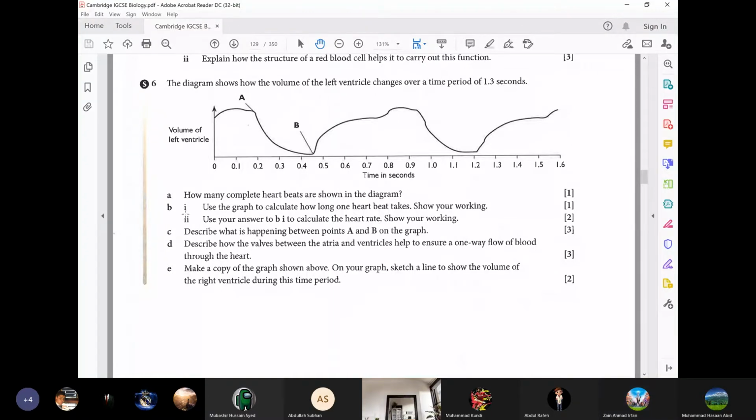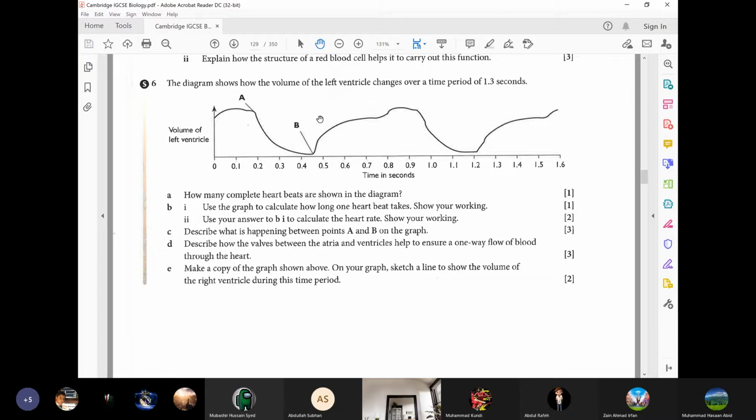Next thing, use the graph to calculate how long one heartbeat takes and show your working. Sir, we can also see the PQRS key points over there. Now, in this they have not shown PQRS and T waves because they have only shown the ventricle volume. Look here on the graph, on the y-axis, what's mentioned? Volume of the left ventricle only. All right.